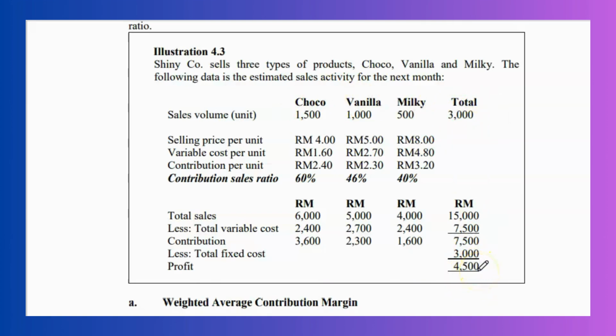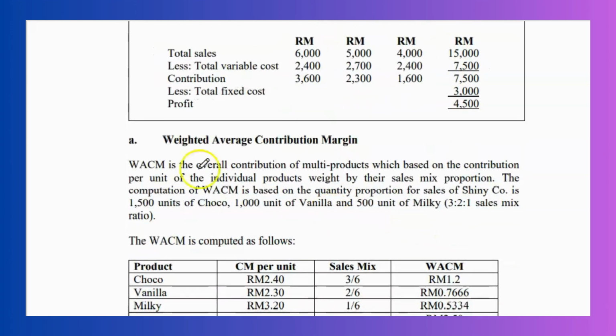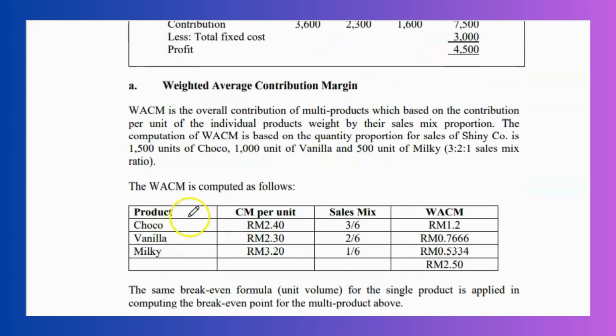Let's say the question asks you to compute the break-even point for the company. If they sell 3,000 units, they get a profit. But how much do they have to sell in order to have no gain or loss? That is the break-even point. As mentioned, you have to modify the formula a little bit and use the WACM. So how do we compute WACM? Of course, you have to prepare this table. It consists of columns for product, contribution margin, and sales mix. So the question now is how to find the sales mix, and then you can get the WACM.